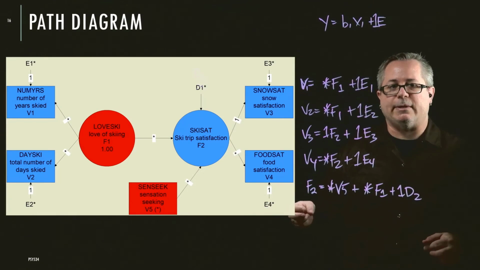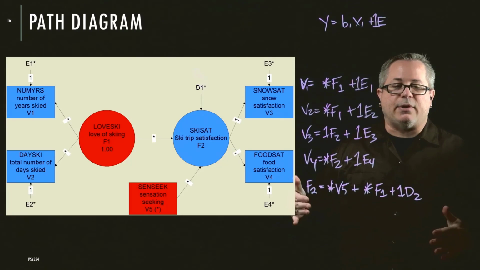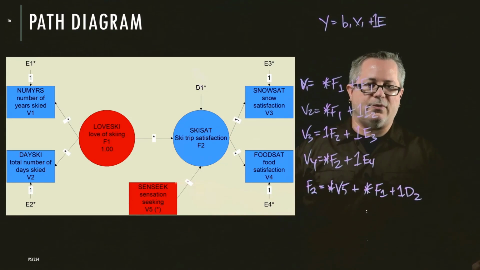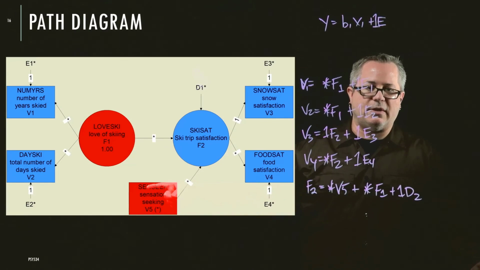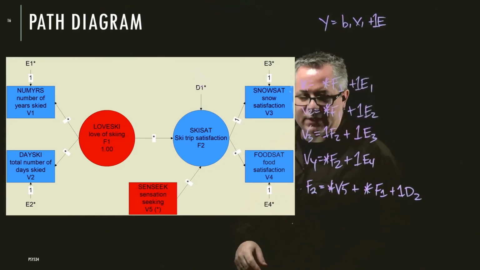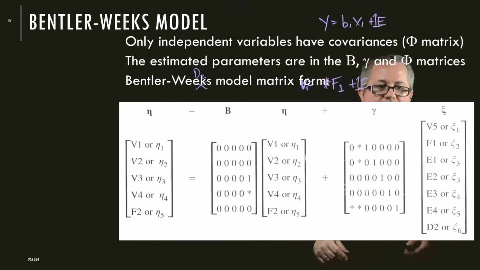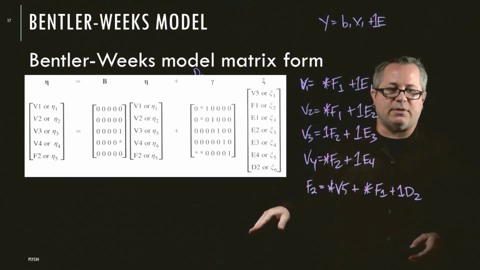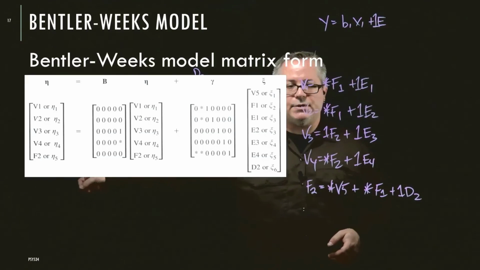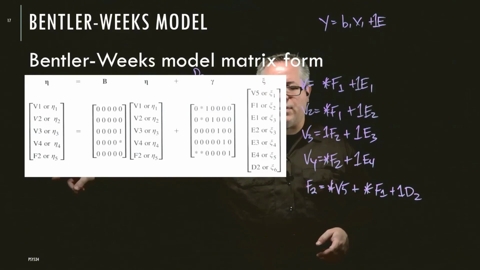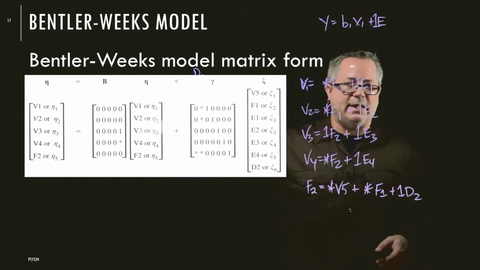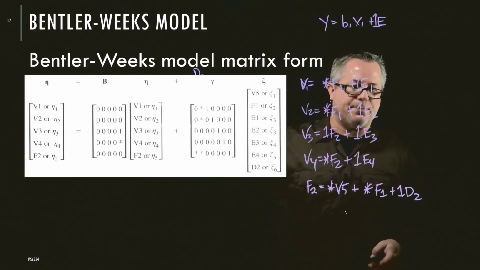So let's say I wanted to do something different. I wanted to add to this model or change the model somehow. If I decided to go from this sensation seeking and also predict factor 1 with it, that's going to change these matrices. I'm now going to have a relationship where F1 is also predicted by something, which would move F1 over to an eta, because it's now endogenous. It's no longer exogenous anymore.